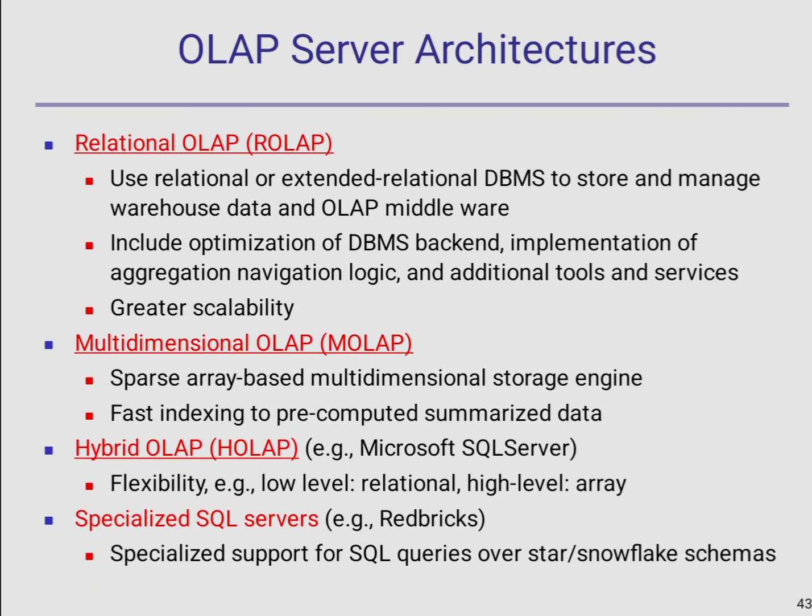Hybrid OLAP, as the name suggests, is a combination of ROLAP and MOLAP, for example Microsoft SQL Server. Flexibility is high, and greater scalability and faster access will also be there. It is low-level relational and high-level array. Specialized SQL servers are there, called Redbrick, with specialized support for SQL queries over star and snowflake schemas.